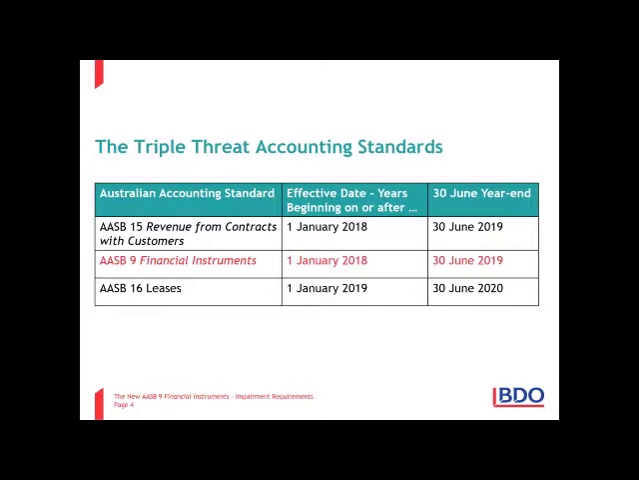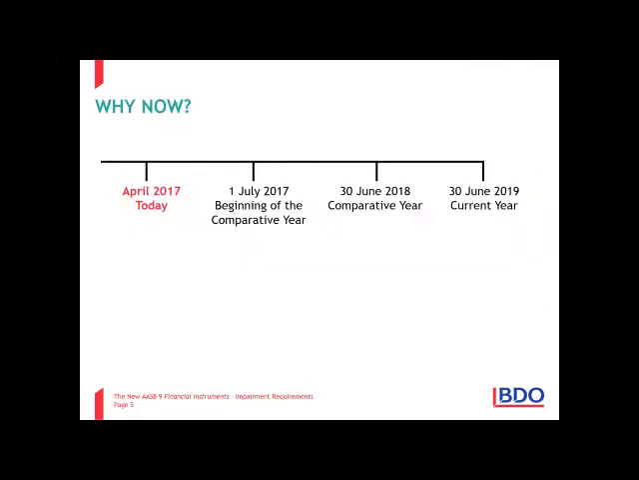So question, as always, why do we talk about AASB 9 now in April 2017 if it would only be included in your financial statements 30 June 2019? The reason, all of these standards will be applied retrospectively. Therefore, even though it will be included in your 30 June financial report, your current year will be 30 June 2019, your comparative year will be 30 June 2018. The beginning of your comparative year is the 1st of July 2017, which is less than 3 months away.